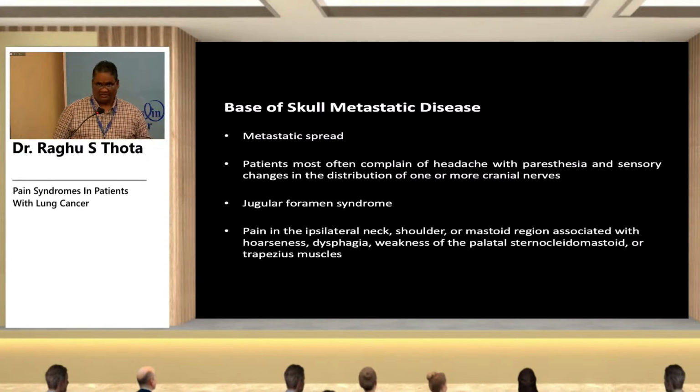All right, there is a spinal accessory nerve which comes through the jugular foramen. So that's why anatomy is important. They have ipsilateral neck pain, shoulder pain, mastoid region pain, hoarseness, dysphagia. Sometimes at the base of the skull, the metastasis may involve your vagus nerve, and the patients do sometimes present with bradycardia.